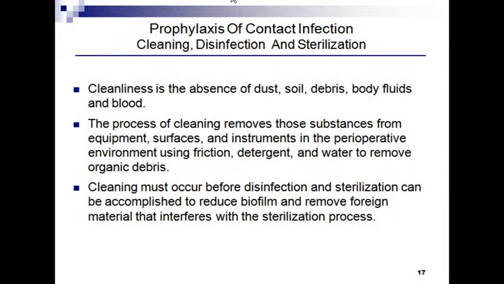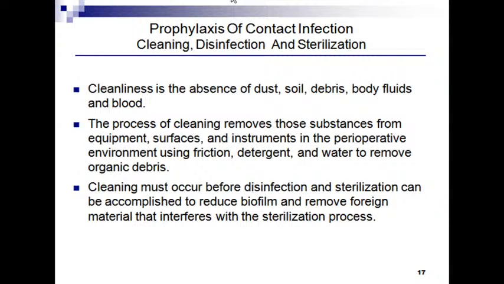How to perform sterilization? The most important method in surgery for prophylaxis of infection is sterilization. Steps of sterilization: cleaning, disinfection, and proper sterilization.